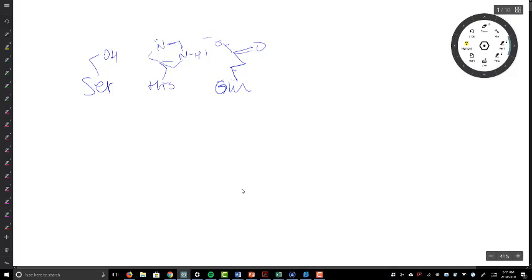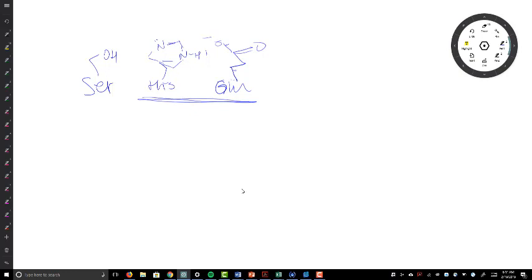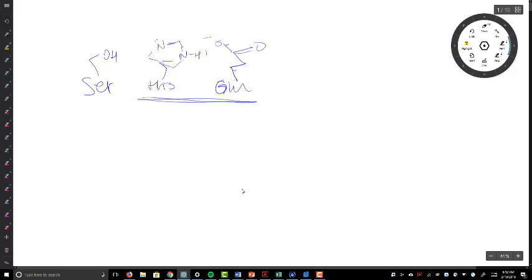I have an enzyme, and then I have one amino acid that can act as a nucleophile under the right conditions. And I have two amino acids here, one that can act as either an acid or a base at physiological pH, and then one that's going to be deprotonated. And what can we do when we're deprotonated?